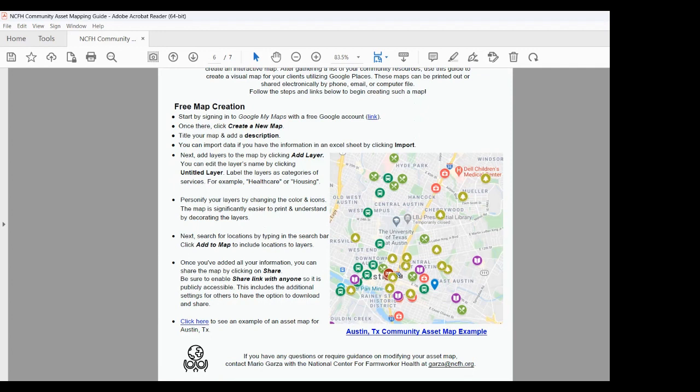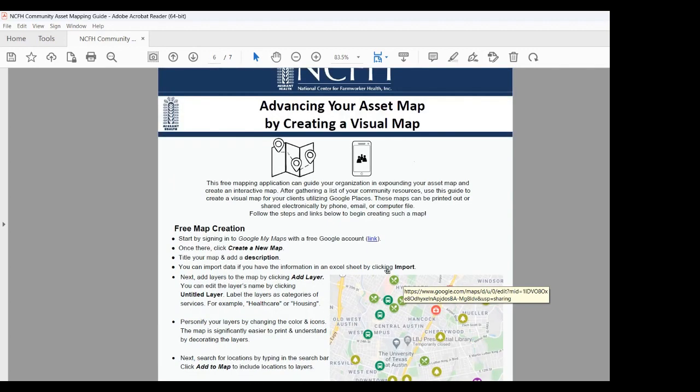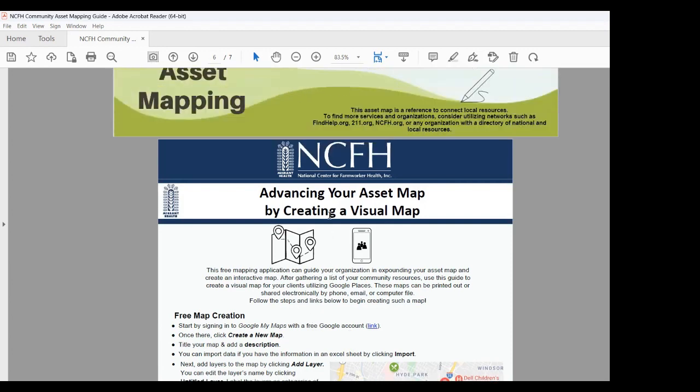And so this one was done for Austin in Texas. As I said, it is an American one, but I haven't found a better resource, because I think it's a really good way of doing that asset mapping and pulling it all together.